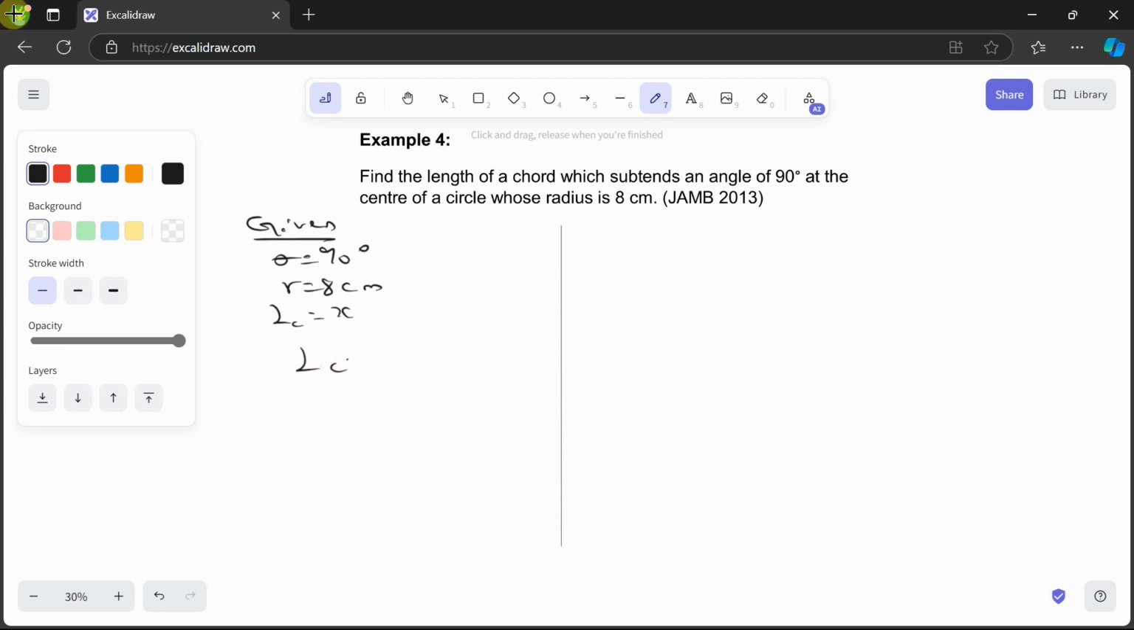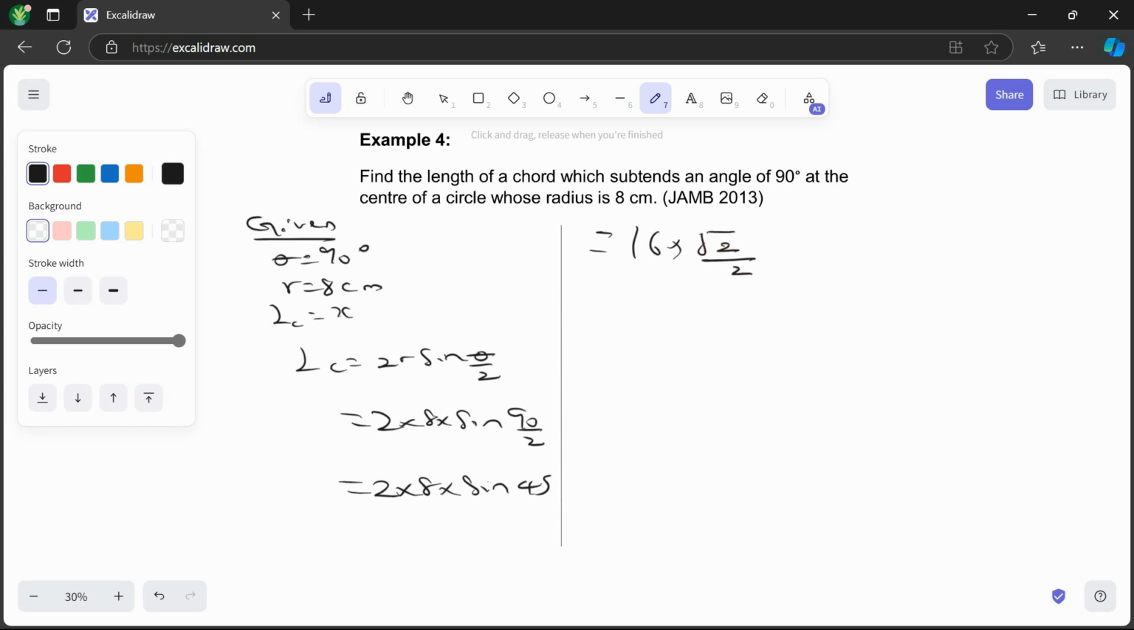So now the length of chord is equal to 2r sine theta over 2. So that will be 2 times 8 times sine 90 over 2. And this will be 2 times 8 times sine 45. So 2 times 8 is 16 and sine 45 is root 2 over 2. So I know that we've not touched this yet, but there are ways that you can find what all this sine 90 and all of that is. I believe that when we go further in the videos, we'll get to that point.